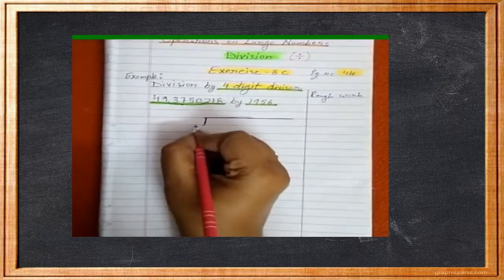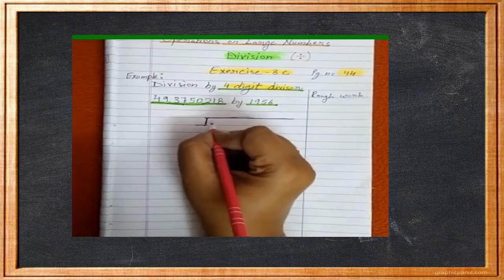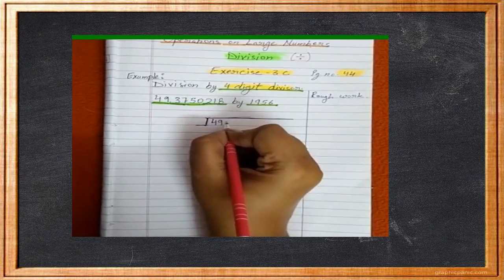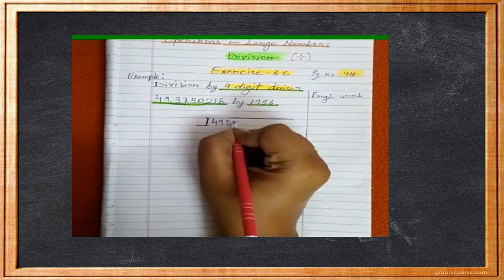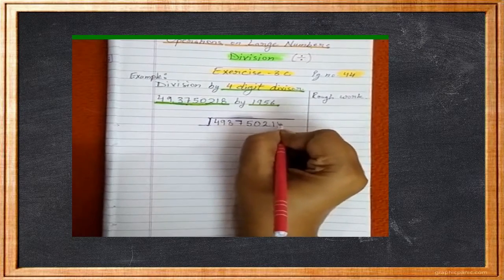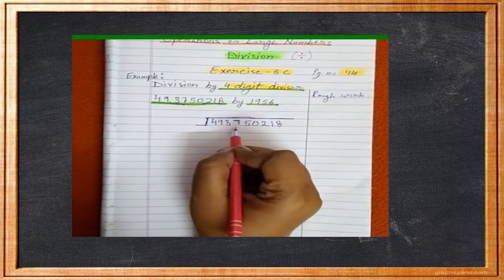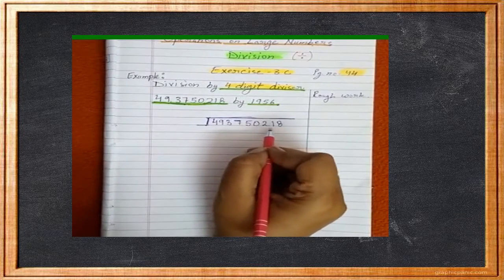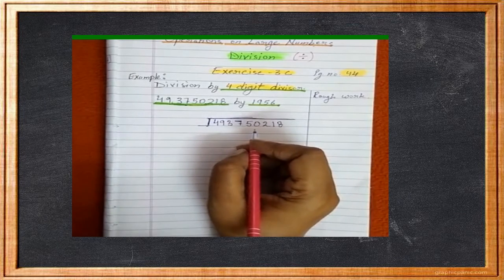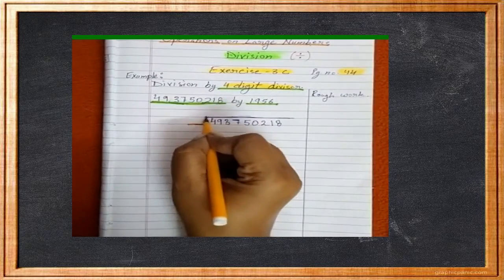This is division box. Yes. Inside division box, we will be writing dividend. What is our dividend? Our dividend is 49 crore 37 lakh 50,218. Yes, children. Remember, I am repeating again, 49 crore 37 lakh 50,218 is our dividend, which is a number which we are going to divide. We will be writing it inside the division box.